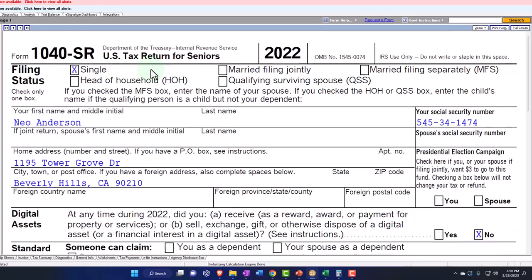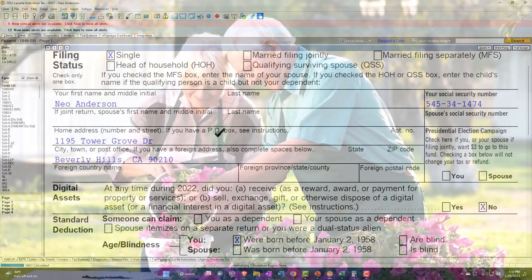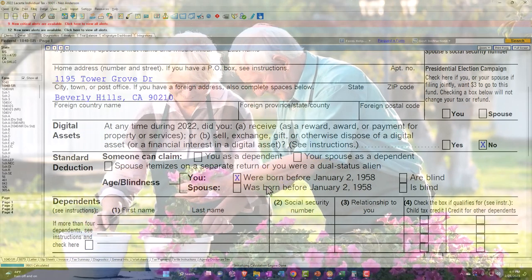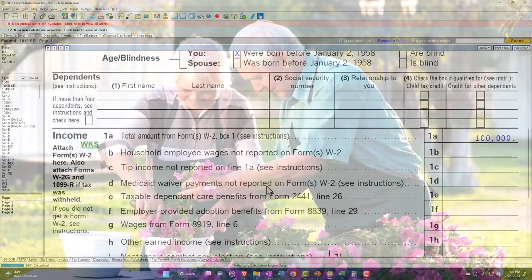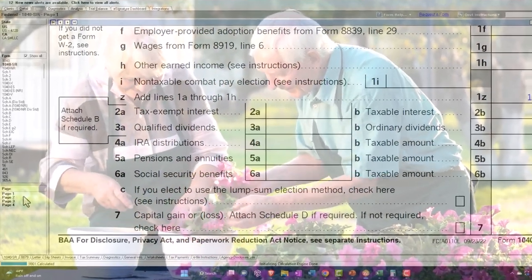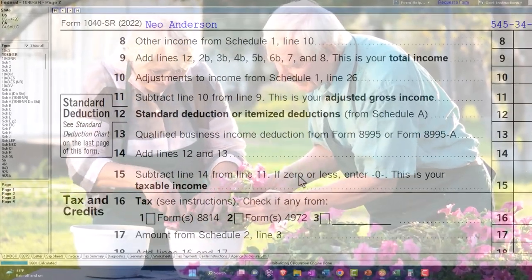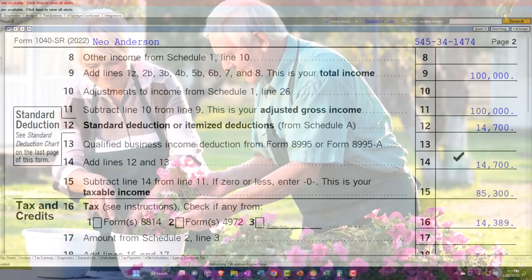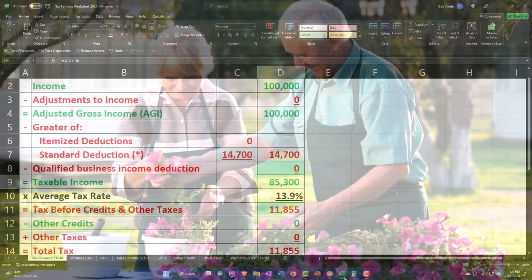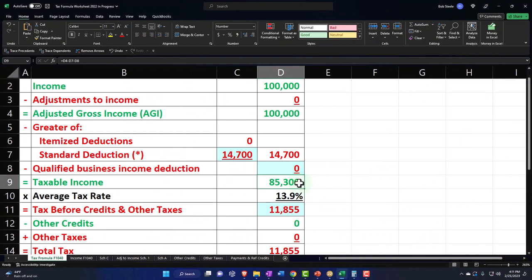US tax return for seniors, single. And down here's the checkbox. We're born before January 2nd, 1958. So there we have it. And we get down to, so it's a little bit different of a calculation. There's the 14,700 and there's the 85,300. The 85,300 that we got to.